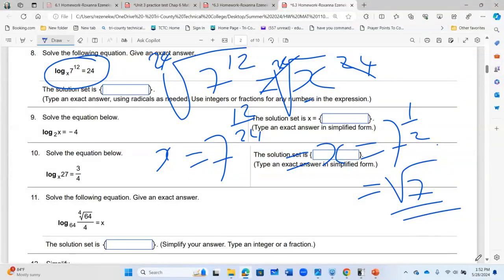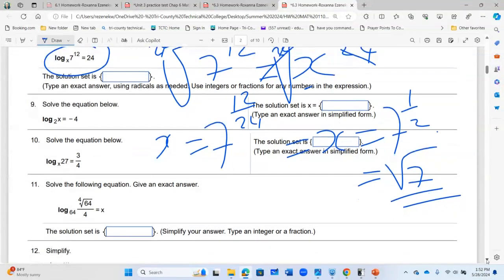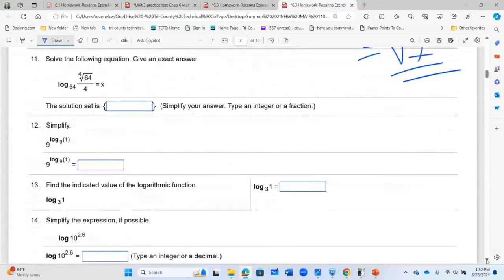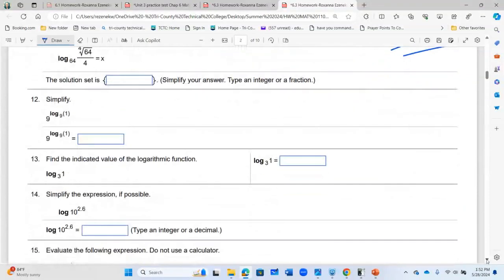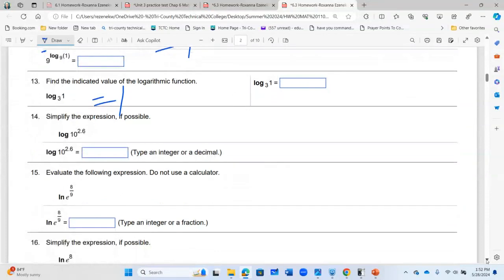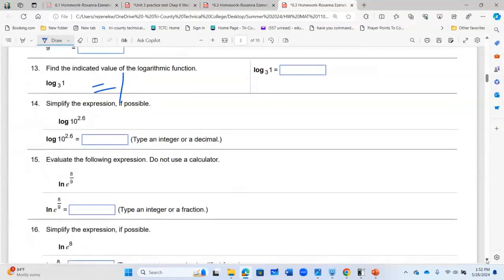So you can now go ahead and solve. Let's see an application of logarithm. Everybody look, this is one of the laws of logarithm: whenever the base is equal to the argument of the logarithm, your answer is 1. Find the indicated value here. Log 1 to base 3 is 1. Log 1 to anything, you can put it in your calculator, is 1. Simplify the expression.